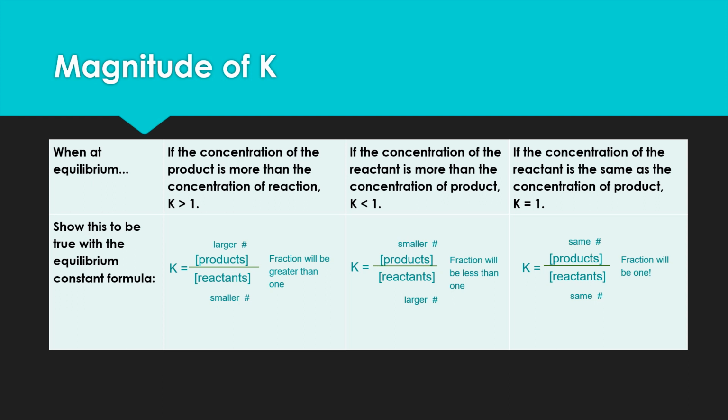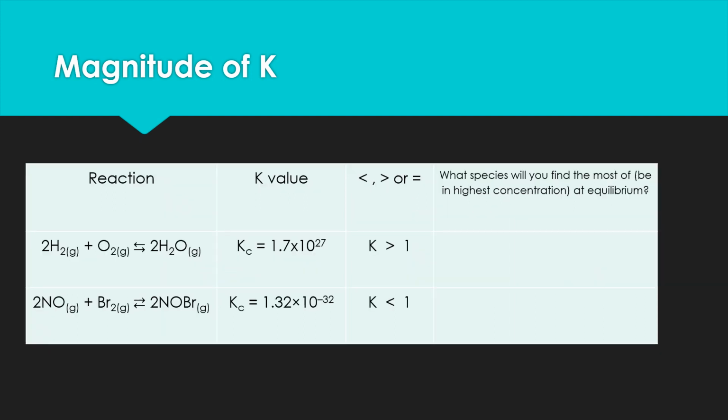So thinking about what happens to our number, we don't have to memorize if K is greater than 1 or less than 1 and what that favors. We can think of it in terms of this fraction and what happens to the fraction that makes the number smaller or larger. And then does it favor having a larger number in the numerator, the products, or in the denominator, the reactants? So thinking through it logically, we don't have to memorize things necessarily.